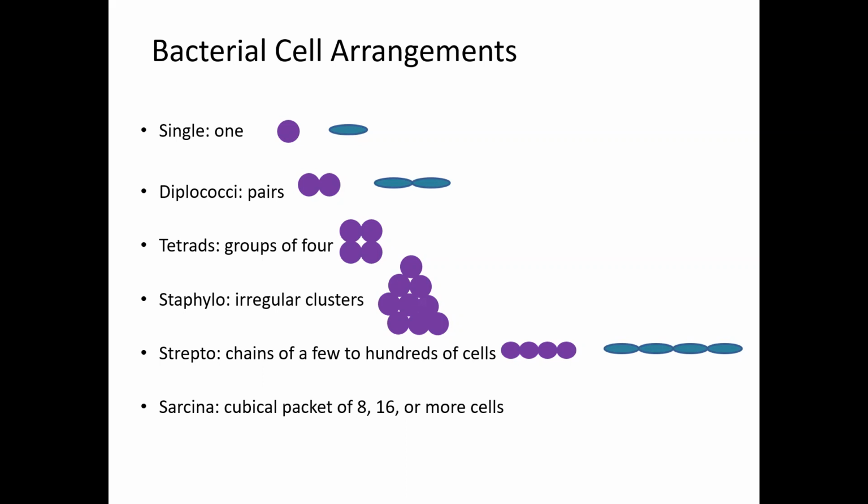If you notice that the cells tend to hang out in isolation, then you would say it's a single coccus or single bacillus, depending on the morphology of the cell. You'll just say it's a single cell. Now, if you're looking at your slide and you constantly see the cells paired up, then you use the prefix diplo, di for two. So if there are two circles, you would say diplococci.